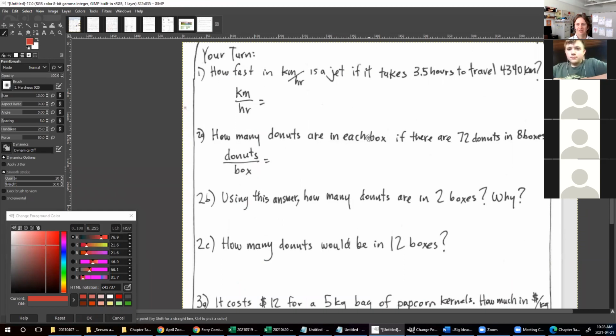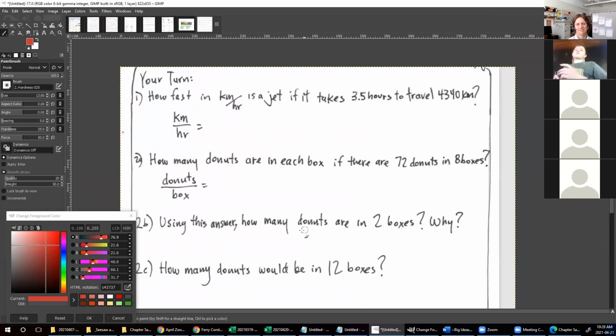It seemed to me that we were really racing through this material. All right, so we're going to go back a step or two. Thank goodness. This is why it feels like it's going at lightning speed, because we skipped all the really good stuff. So how fast in kilometers per hour is a jet if it takes 3.5 hours to travel this many kilometers? So the first step, we're going to write what are the units that we want.